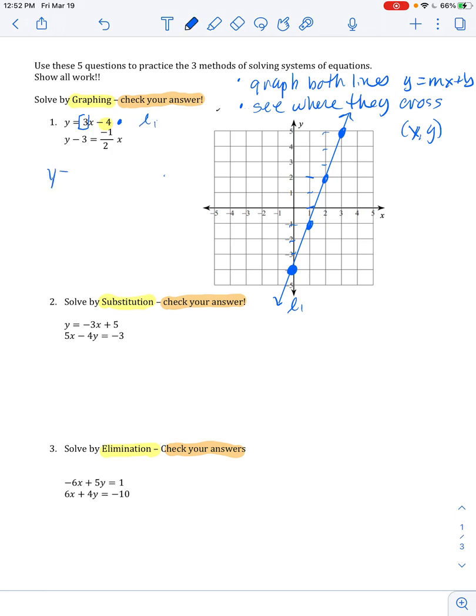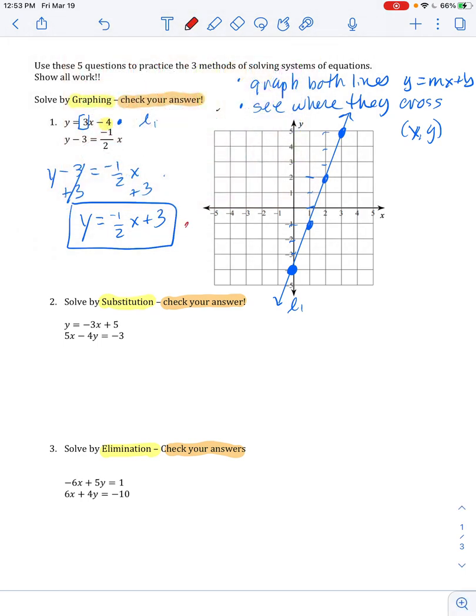So that's line 1. Now I have to go back and I have to draw line 2. And line 2, you can see, is not in slope-intercept form yet. It has a y minus 3. I want the y alone. So I'm going to add 3 over to this side. So y equals -1/2 x plus 3, because they don't go together since one has an x and one doesn't. They are not alike. That's the line that I'm going to be drawing.